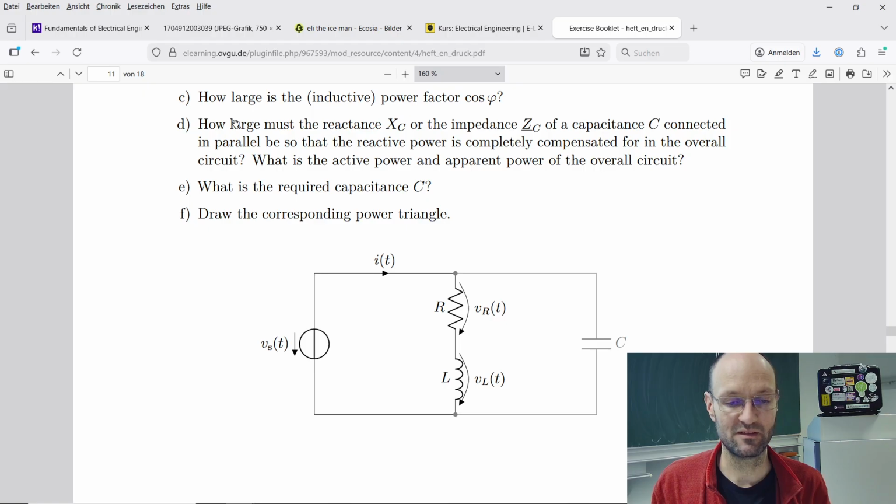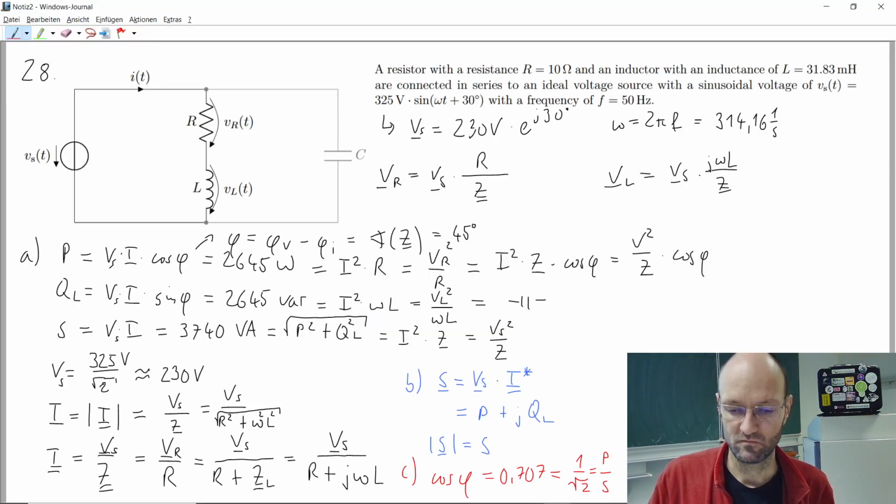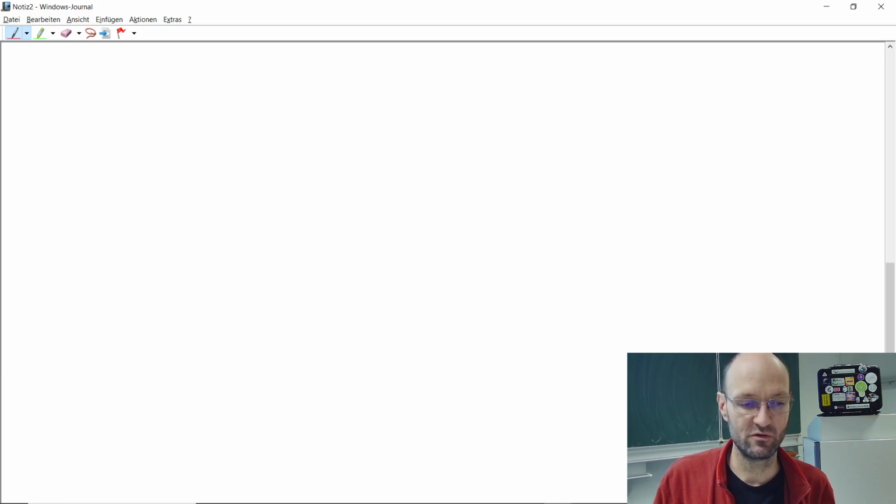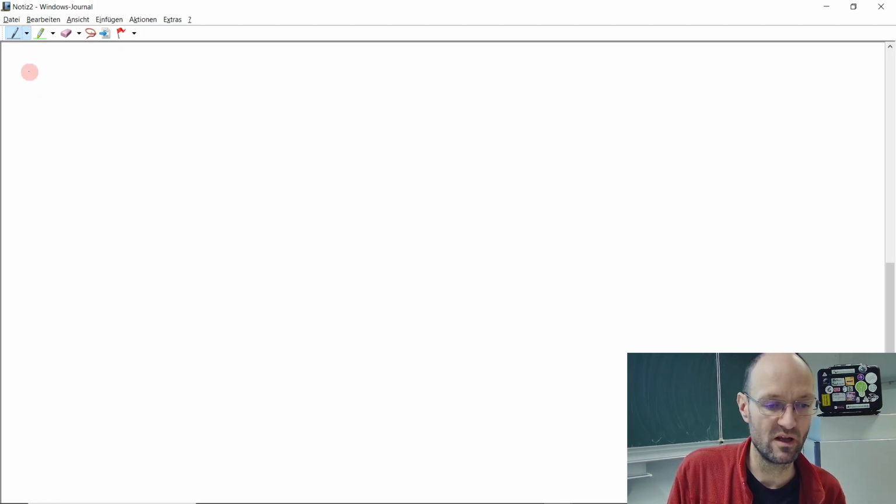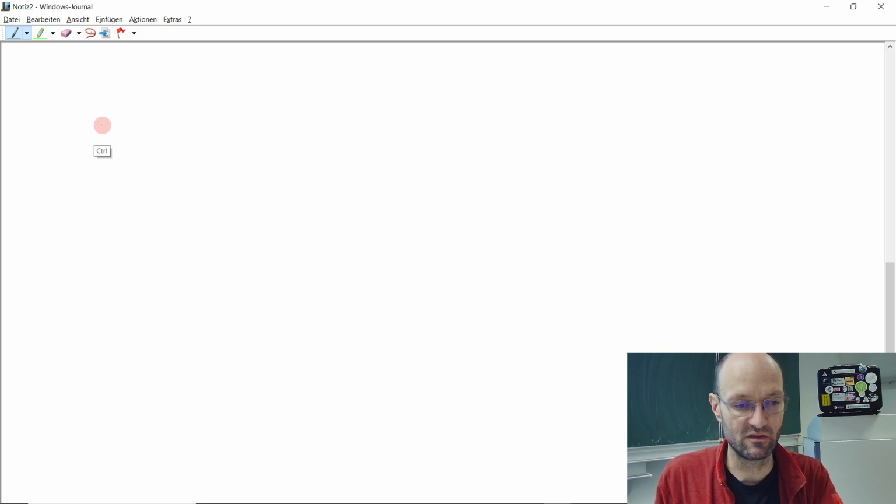How large must the reactance or the impedance of a capacitor connected in parallel be, so that the reactive power that we have here, the inductive reactive power, is completely compensated in our overall circuit? And what is the active and apparent power of this overall circuit? I very certainly need a new page now, and I will use maybe gray for this part with the capacitor.